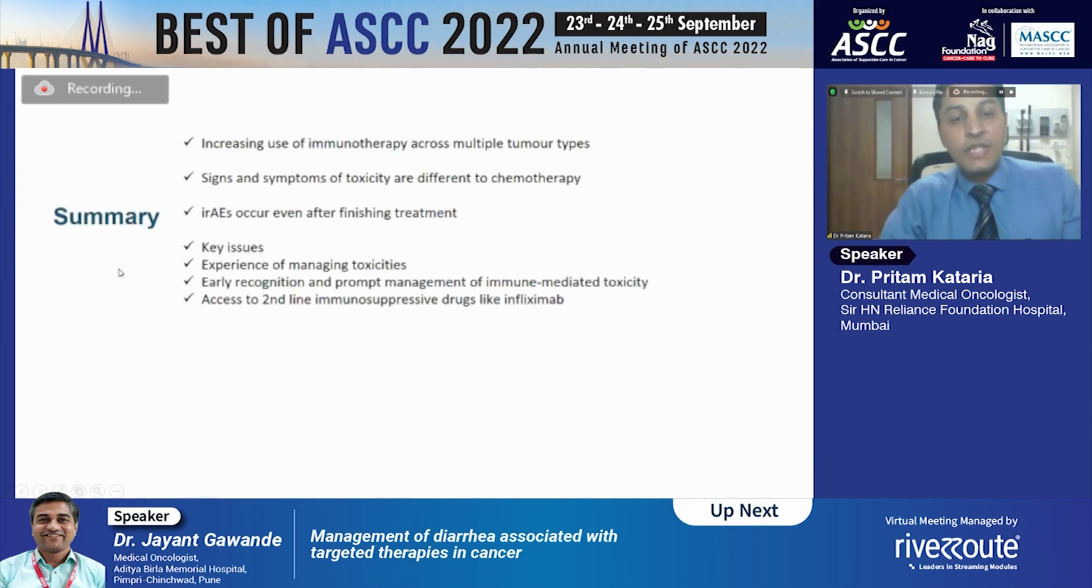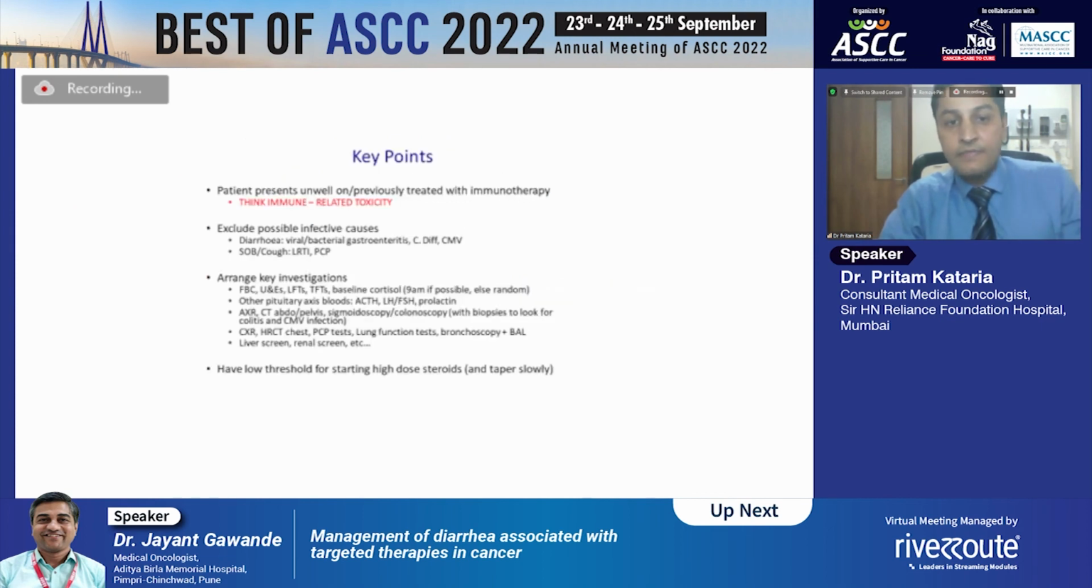So, with the increasing use of immunotherapy across multiple indications, we should know the toxicities. The signs and symptoms are different. Immune-related adverse events can occur even after finishing the treatment. We should have the experience of managing these toxicities. Early recognition and prompt management are the key. We should have access to second-line immunosuppressive therapies like infliximab, MMF, and ATG if the corticosteroids are not working.